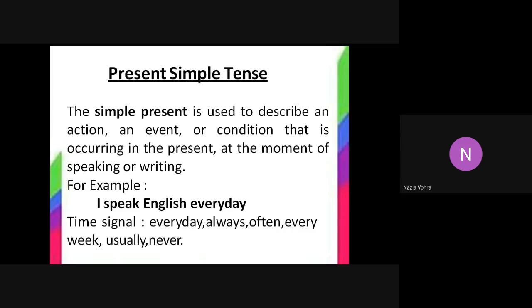The simple present is used to describe an action or an event or a condition that is occurring in the present at the moment of speaking or writing. See, Mayur? So someone is still speaking in the auditorium. That is why it will be a present tense. But they are still speaking, so it will go into continuous tense. But here, when it becomes a present, it is still a current situation. They are still speaking or writing.